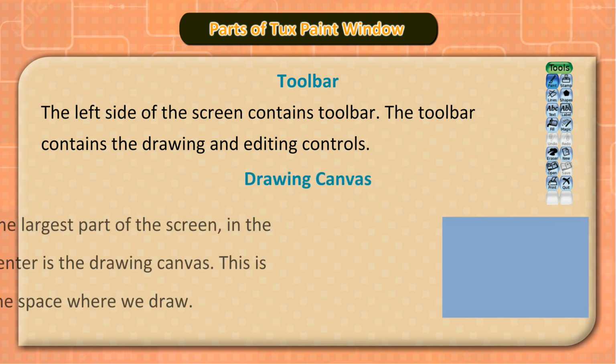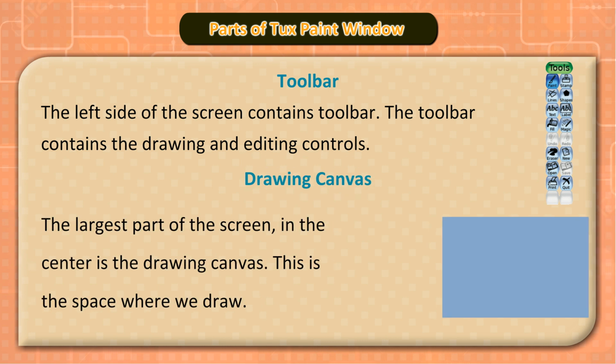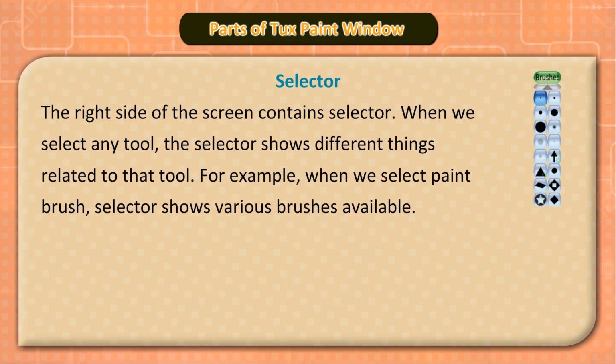Drawing canvas. The largest part of the screen. In the center is the drawing canvas. This is the space where we draw. Selector. The right side of the screen contains the selector. When we select any tool, the selector shows different things related to that tool. For example, when we select paintbrush, the selector shows various brushes available.